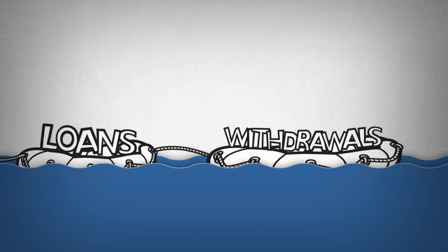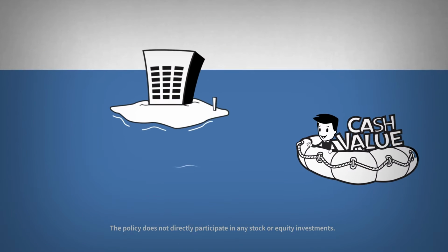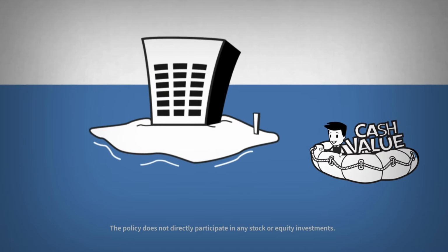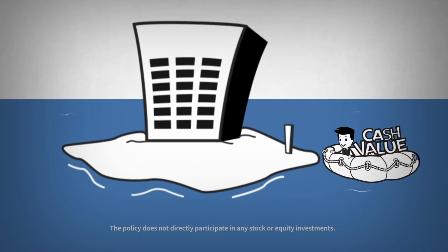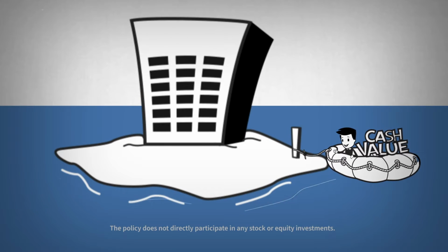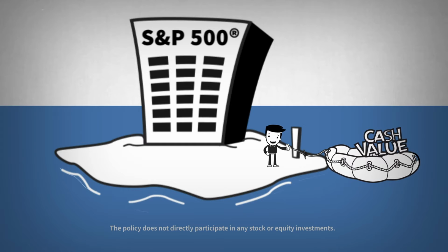What typically makes IUL different from other types of cash value life insurance is that the interest rates credited to the policy's cash value can be based in part on the performance of a major stock market index, such as the S&P 500, subject to caps and floors.